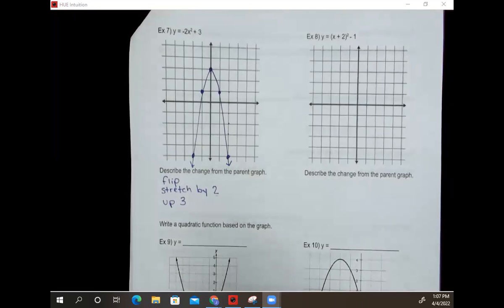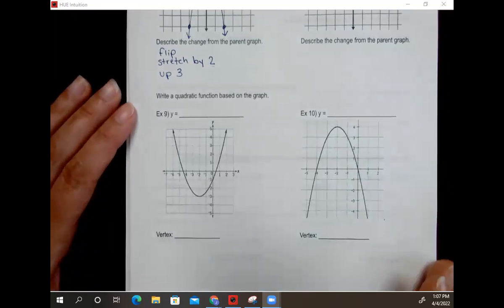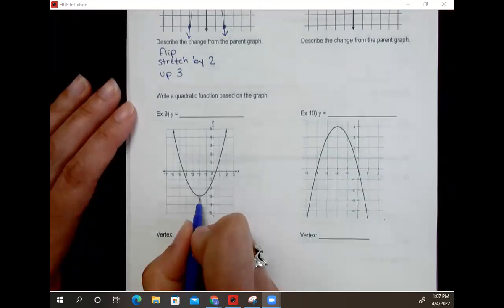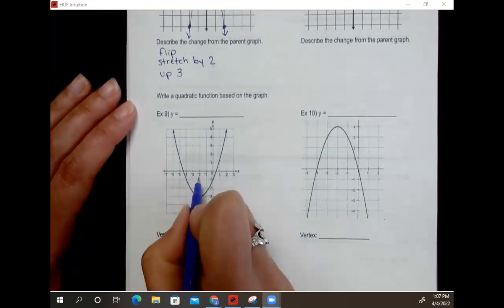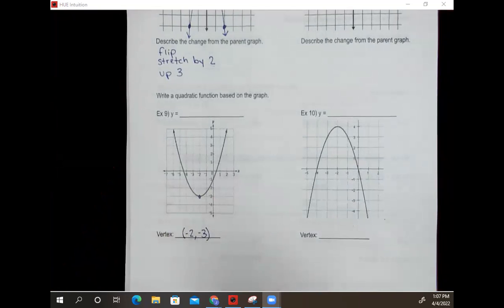For the last couple of examples, I've given you the graph and asked you to write the function and also identify the vertex. Okay, so here we've taken a function and graphed it several times. Now we're going to do the reverse. So if we hop down to example 9, the first thing I'm going to do is identify my vertex. That'd be right here. So that's at -2, -3. My vertex is at -2, -3. Just picking that point out from the graph.